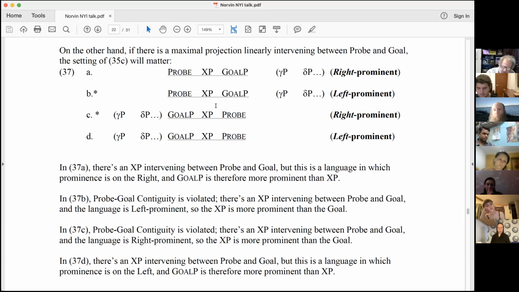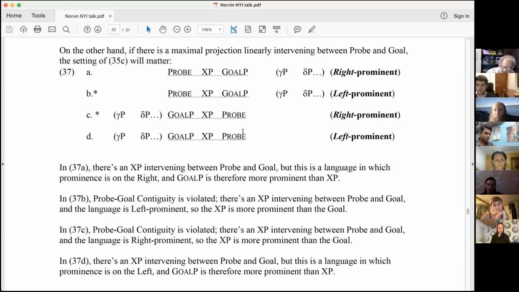We can do the same thing for the case where the goal precedes the probe. That's 37c and 37d. If you have a goal that's preceding a probe and it's a right prominent language, well, there can't be a phrase between them. That's 37b backwards. And 37d is 37a backwards. If you have a goal that's preceding a probe and it's a left prominent language, then there can be phrases in between them that can be arbitrarily distant. That's, in the abstract, the consequence of probe-goal contiguity.